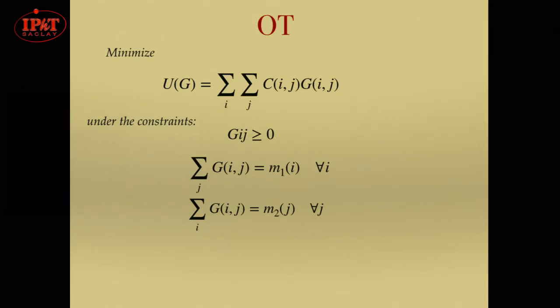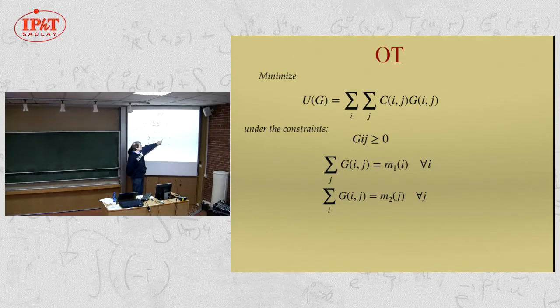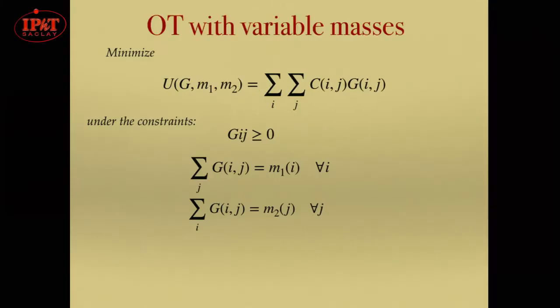Remember what OT is. OT is a problem where we try to minimize that quantity under those constraints where the masses are given. And the masses are set to 1 over n in the generic case. What if I let the mass fluctuate? What if I allow and define this as a function of g, m1 and m2?